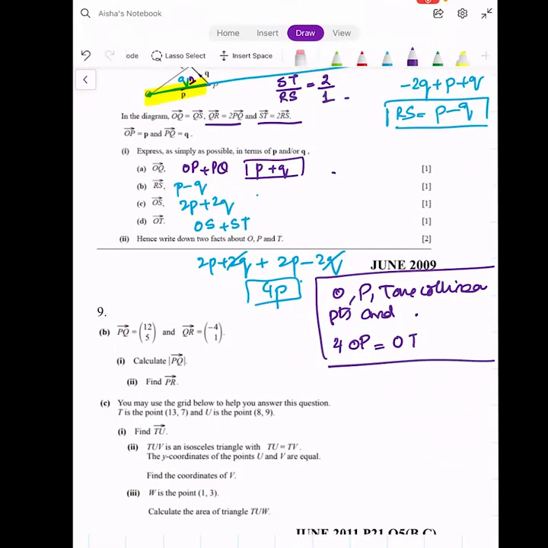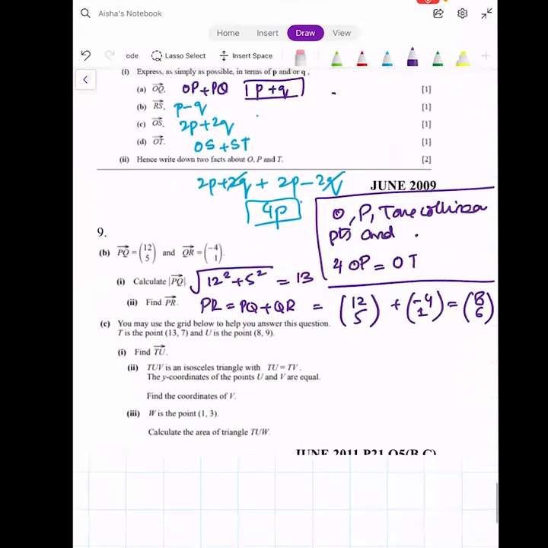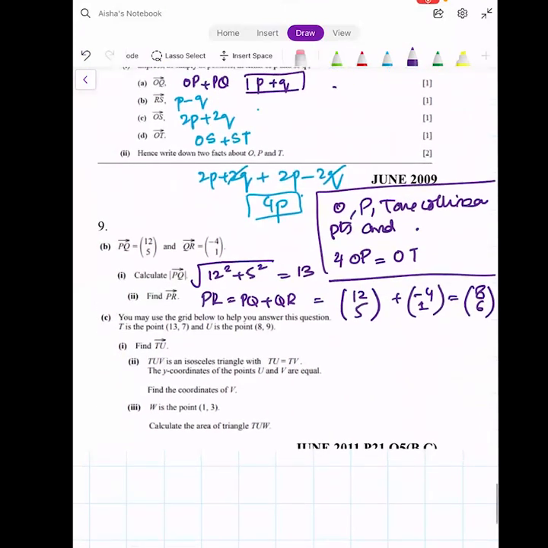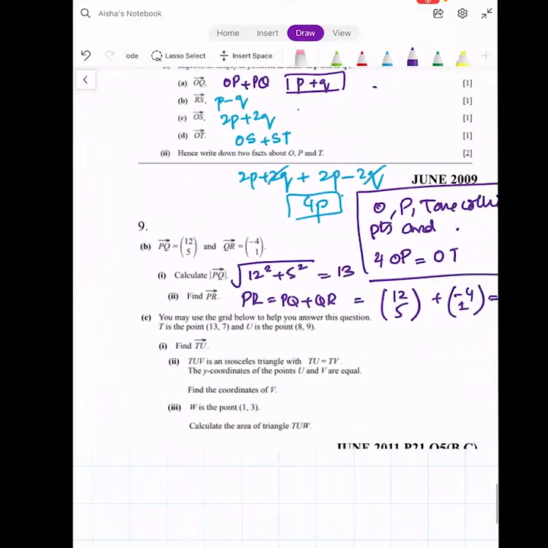This is simple. Calculate PQ: 12 square plus 5 square, the whole under root gives you 13. PR is going to be PQ plus QR, which is equal to 12, 5 plus minus 4, 1 gives you 8 and 6. Okay. I'm not doing the C part. There's no grid here.